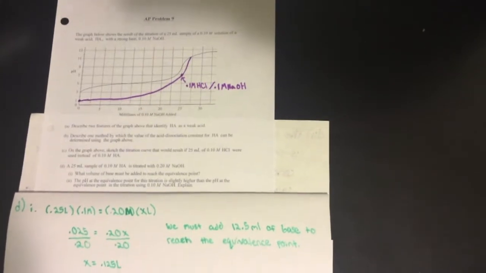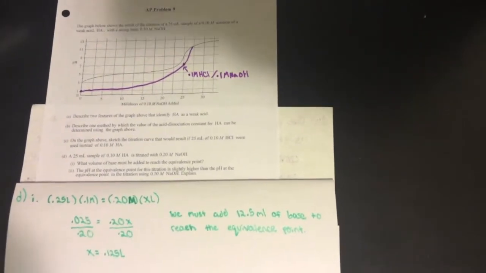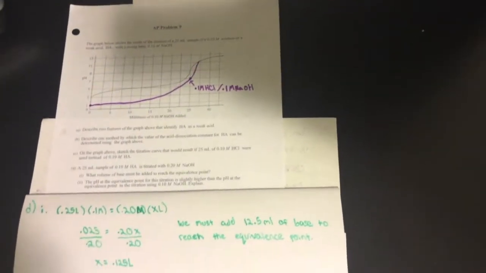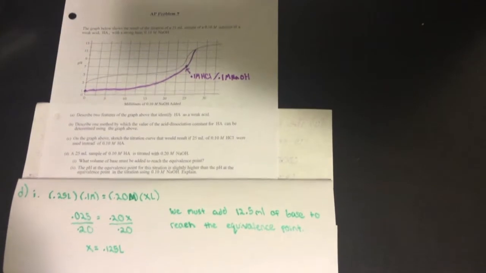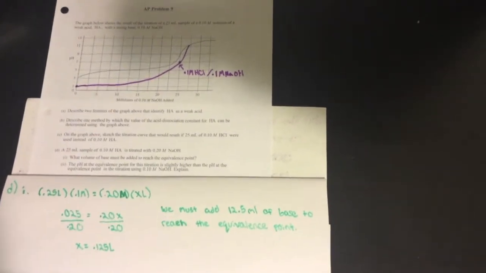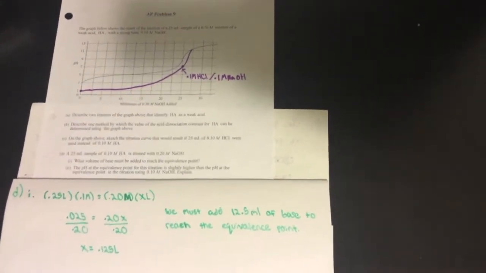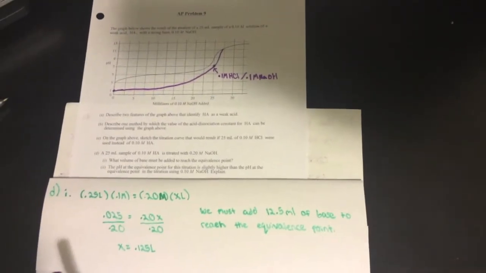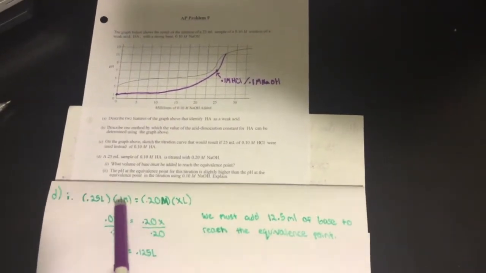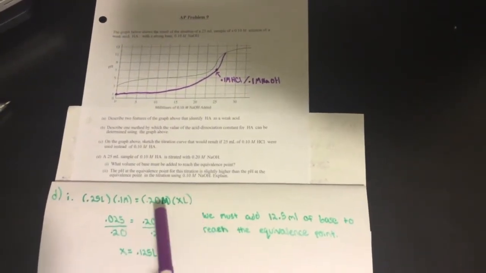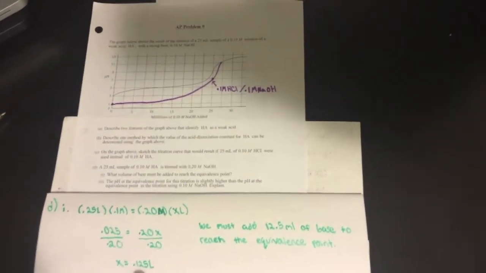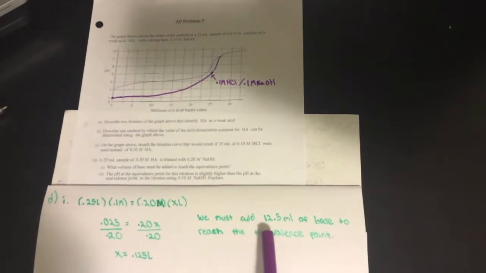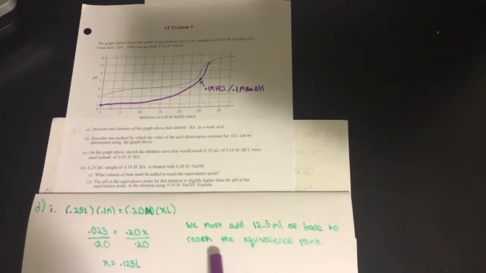For D, a 25 milliliter sample of 0.1 molarity HA is titrated with 0.2 molarity NaOH. We have to find what volume of base must be added to reach the equivalence point. So we do sort of an M1V1 equation with liters and molarity. We multiply 0.25 liters with 0.1 molarity, which is equal to 0.2 molarity times X liters. So we get X is equal to 0.125 liters, so we must add 12.5 milliliters of base to reach the equivalence point.